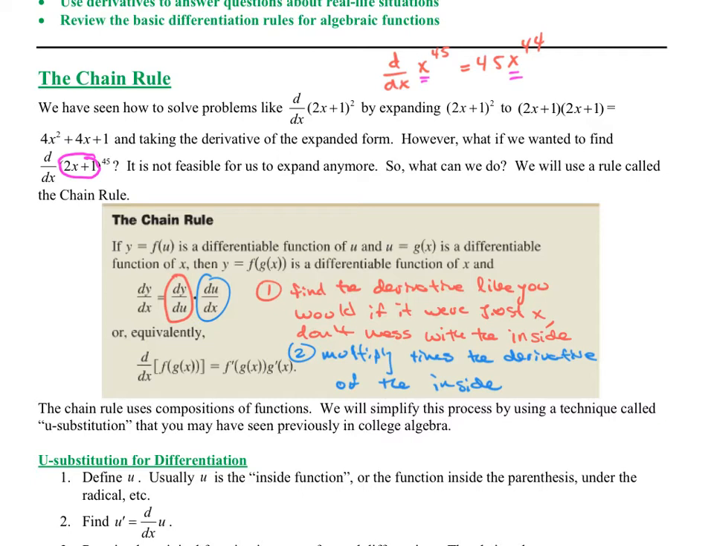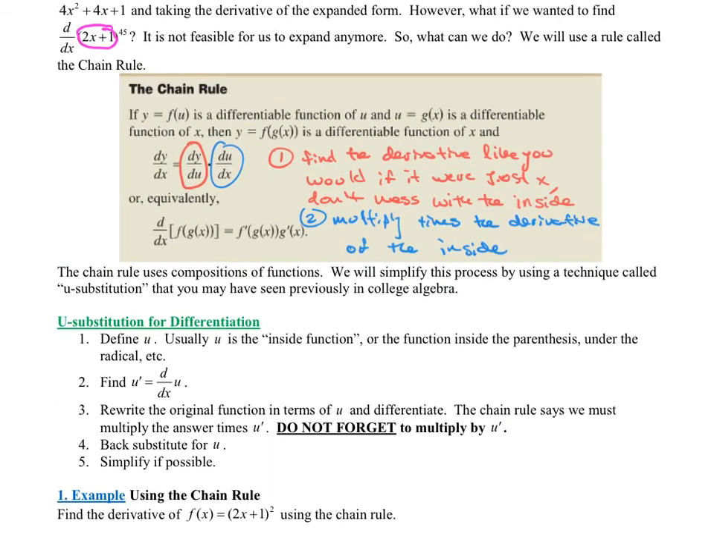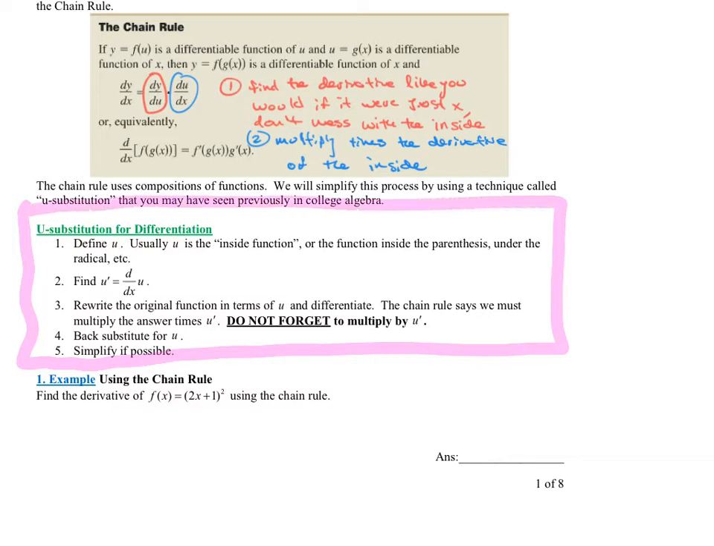So that's what this is. That's what the chain rule is. Find the derivative of the outside, keep the inside the same, and then multiply that times the derivative of the inside. We're going to do numerous examples of this. I can't tell you how many examples you're going to be doing, but here's the process that I wrote up. It says define u. U is usually the inside of the function, or the inside of the parentheses, underneath the radical, etc. Then you're going to find u prime, which is the derivative of u with respect to x.